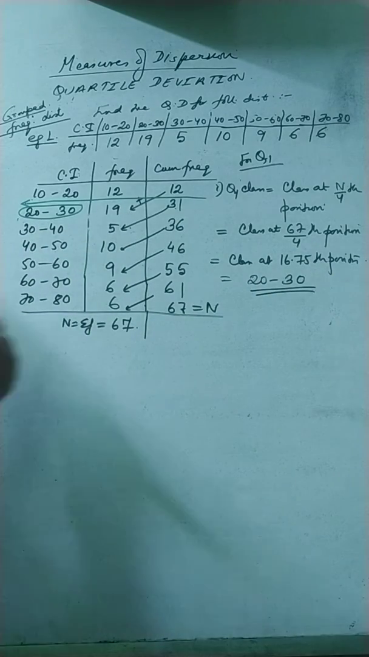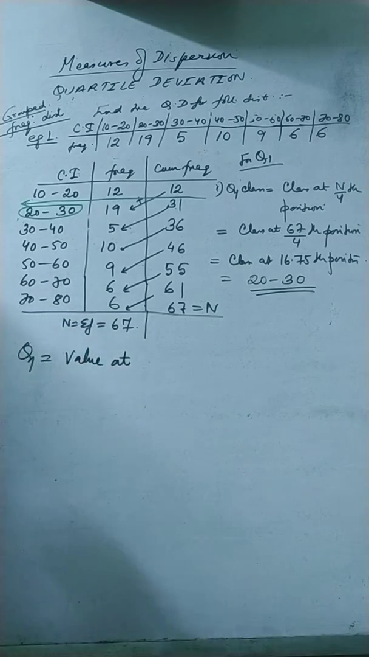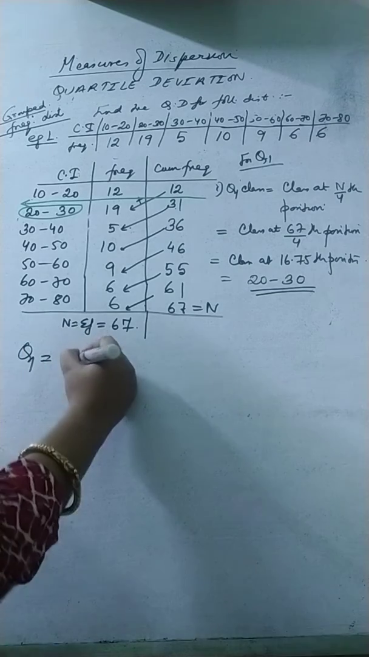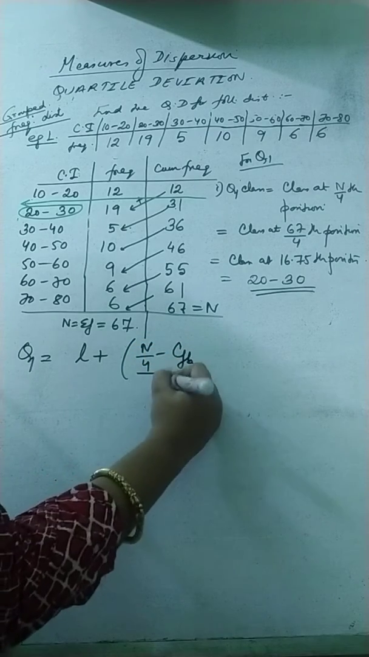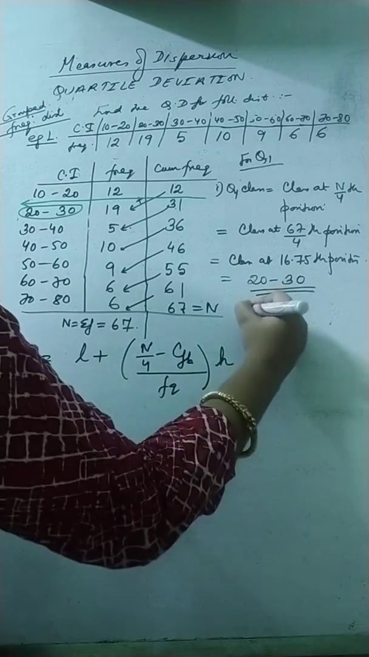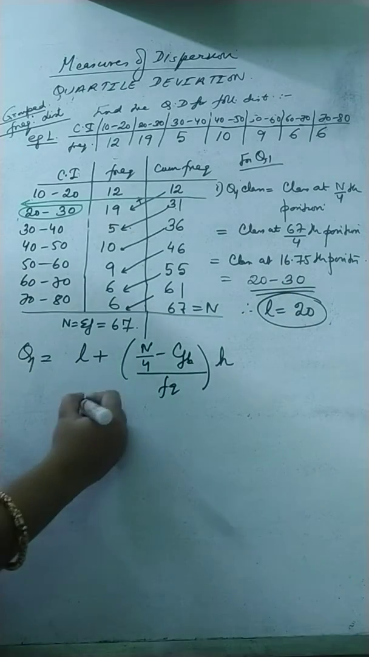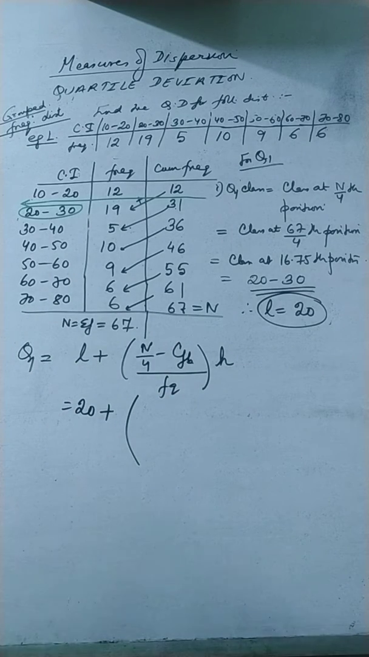Now the formula. Q1 is equal to value at, we are doing a grouped interval, so we will use the formula. Q1 is equal to L plus N by 4 minus CFB by FQ into H. This is the formula. What is L? From here, L is the lower limit of the quartile class. So L over here is 20 plus. Now I am underlining, means you should also underline and highlight. That will be easier for you to refer to when you are going to do other problems.